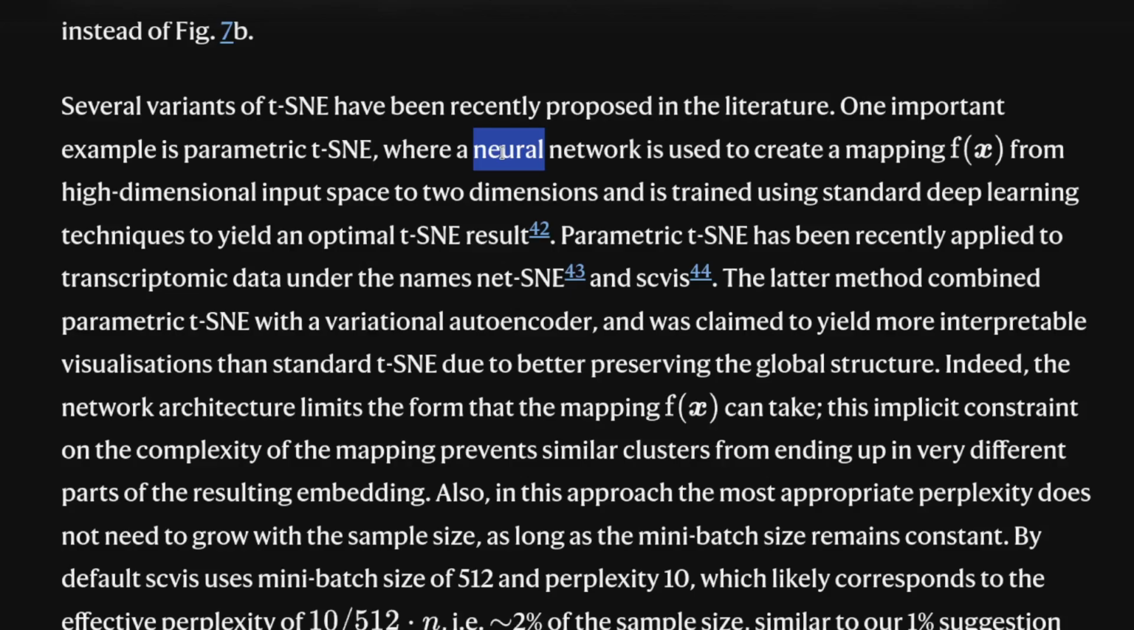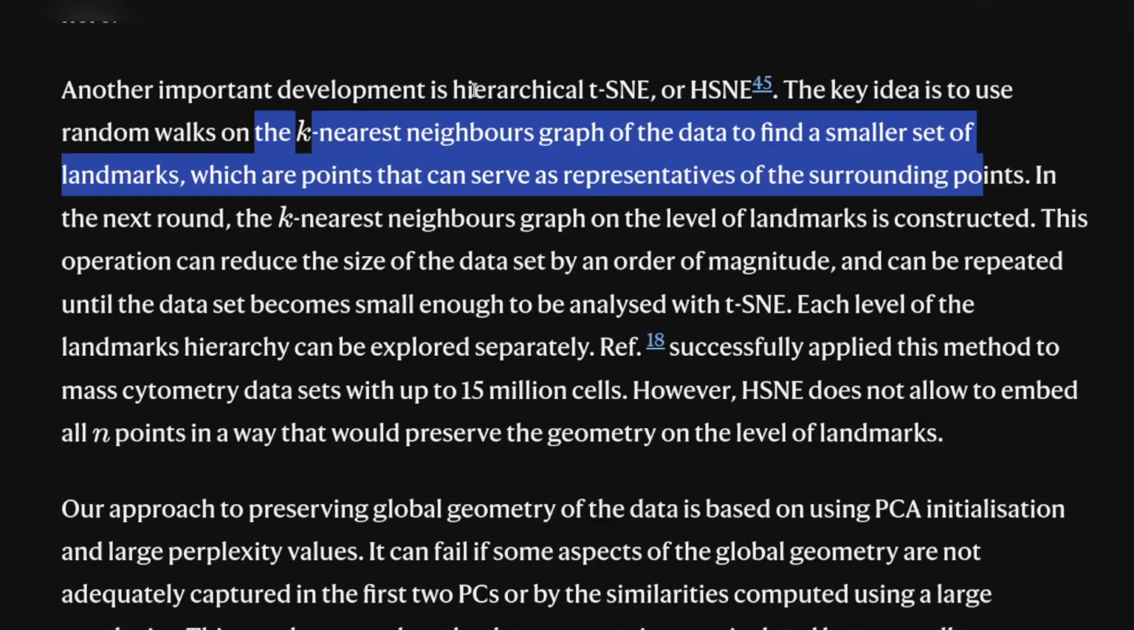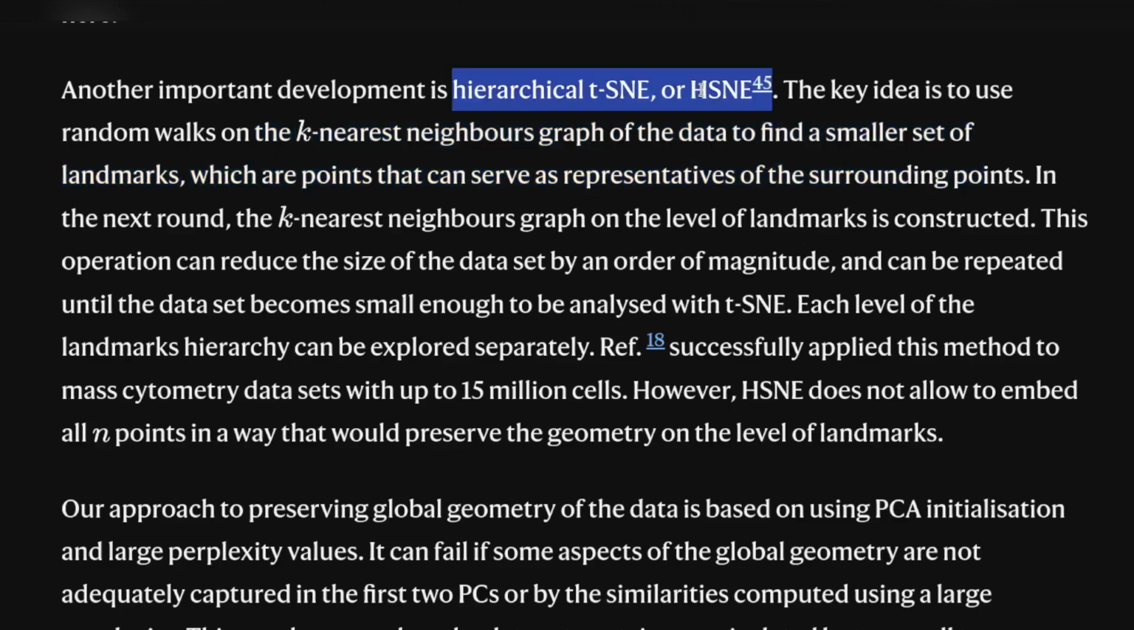Another important development is hierarchical t-SNE, or HSNE 45. The key idea is to use random walks on the nearest neighbors graph of the data to find a smaller set of landmarks, which are points that can serve as representatives of the surrounding points. In the next round, the nearest neighbors graph on the level of landmarks is constructed. This operation can reduce the size of the dataset by an order of magnitude and can be repeated until the dataset becomes small enough to be analyzed with t-SNE. Each level of the landmarks hierarchy can be explored separately. Ref. 18 successfully applied this method to mass cytometry datasets with up to 15 million cells.